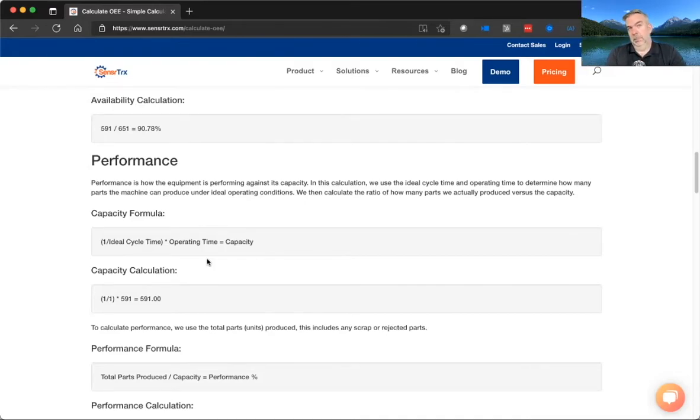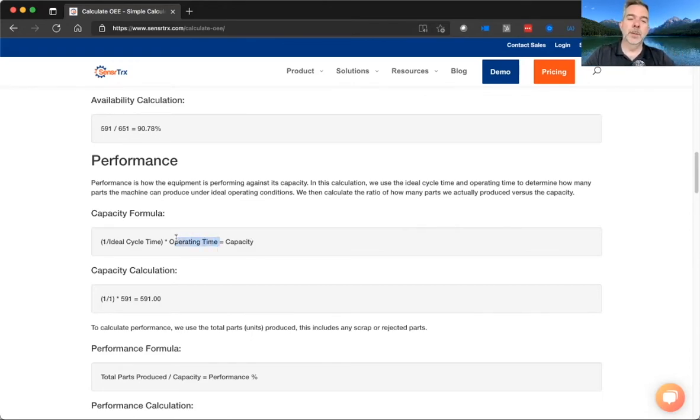So if I should be able to produce 10 an hour and I only produce 9, then I'm at, what do you think? 90% performance. If I can produce 10, I'm at 100%. So here's the math on that. It is 1 divided by the ideal cycle time, expressed in minutes, times the operating time, equals capacity. So how much can I make? How many can I make in a minute? How many minutes do I have? That's my capacity. That's how much theoretically I could make during the time that I was running.